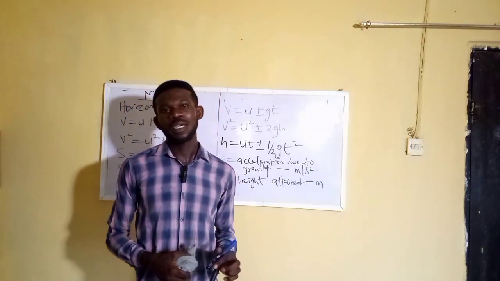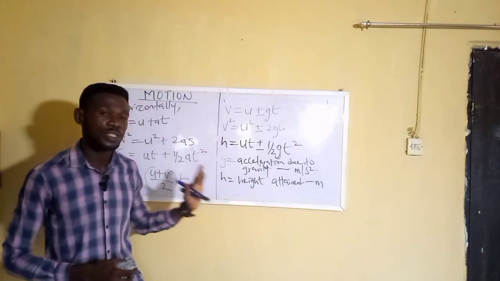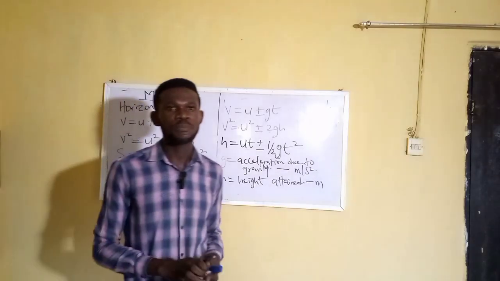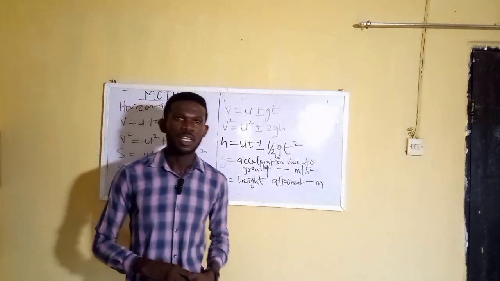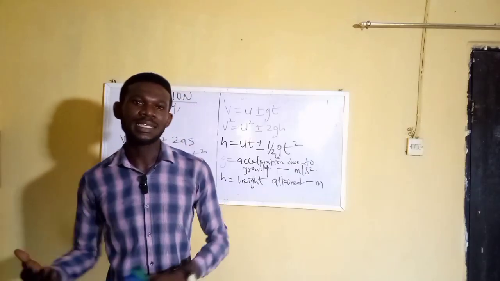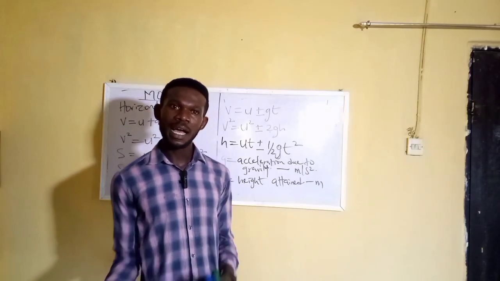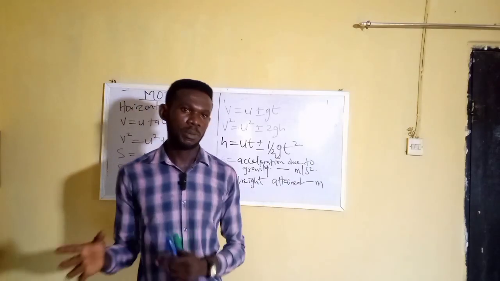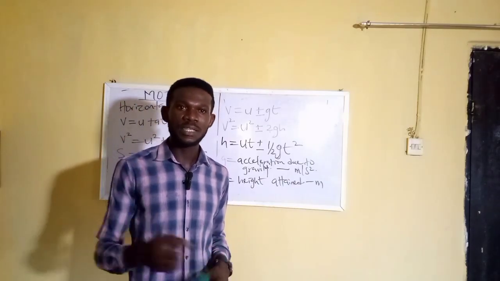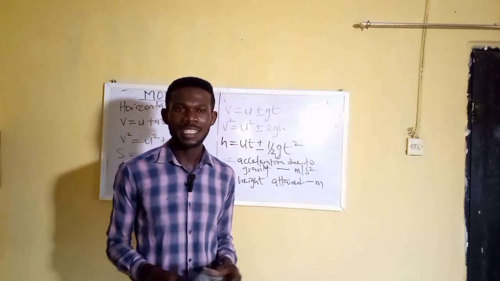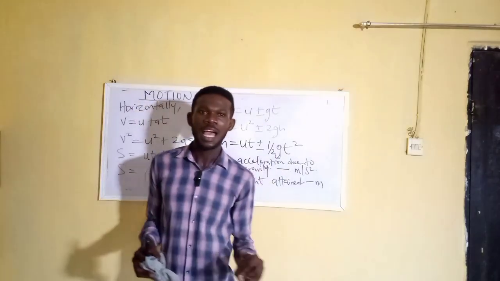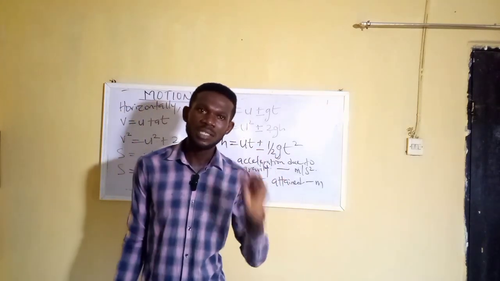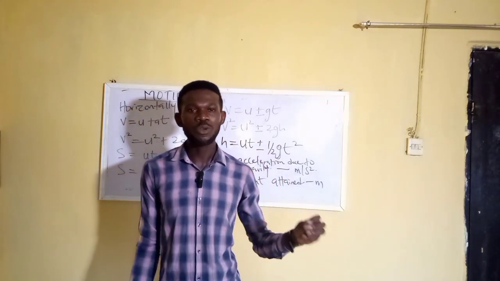Okay. Now, let's clarify something here. One thing we should also bear in mind as regards this calculation, before I proceed to examples, is that sometimes you see in a question that a car starts from rest. Then it attains a velocity of so and so. If you're told that a car starts from rest, the initial velocity is zero.